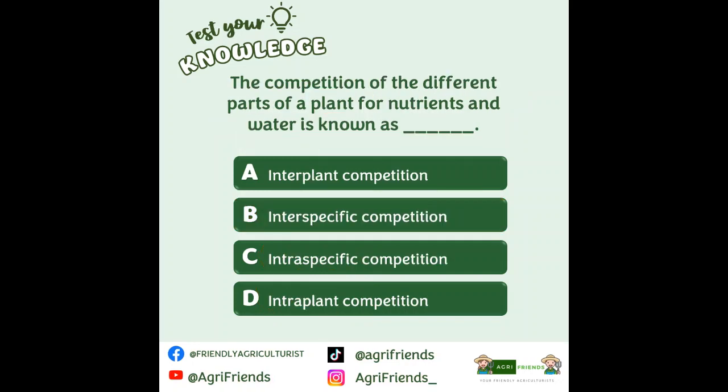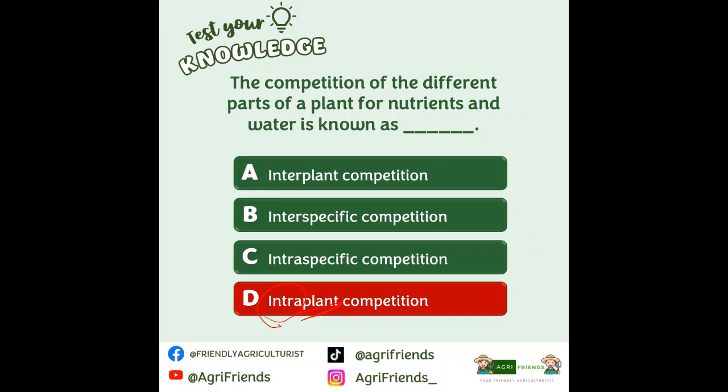Next, the competition of the different parts of a plant for nutrients and water is known as A, interplant competition, B, interspecific competition, C, intraspecific competition, or D, intraplant competition. The answer is D, intraplant competition. So, intra meaning within the plant, the competition within the plant. Normally, this includes the factors that affect the internal allocation of the photosynthates, nutrients, and water.